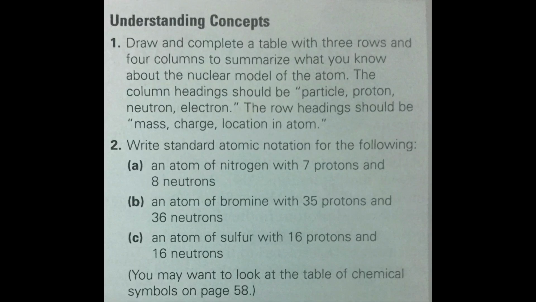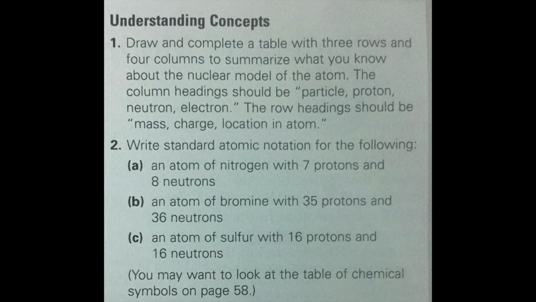Understanding concepts. Number 1: Draw and complete a table with 3 rows and 4 columns to summarize what you know about the nuclear model of the atom. The column headings should be particle, proton, neutron, electron. The row headings should be mass, charge, location in atom.